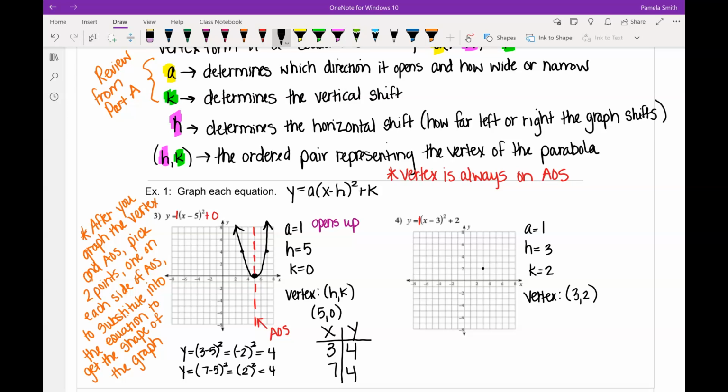So I graph that point. And again, that also tells me where my axis of symmetry is. So I know the line that's cutting my graph in half, which helps me with my t-chart. So if my axis of symmetry is at 3, 2 units to the left of that would be 1, 2 units to the right of that would be 5. So those are the two numbers I'm going to substitute in to help me get the shape of my graph.